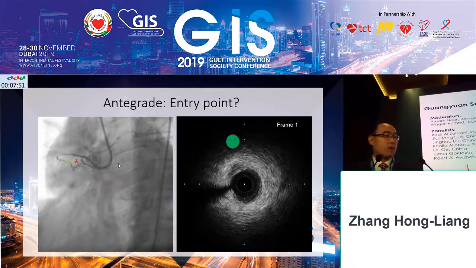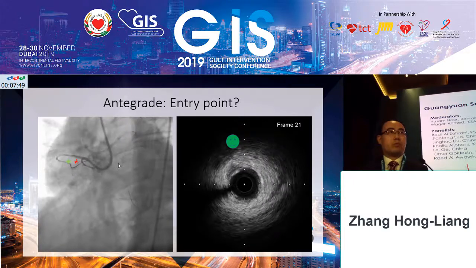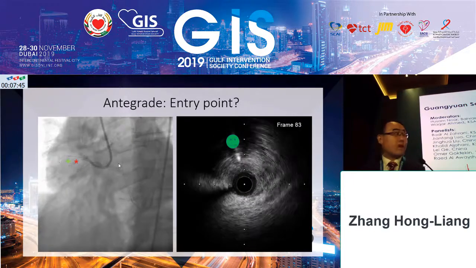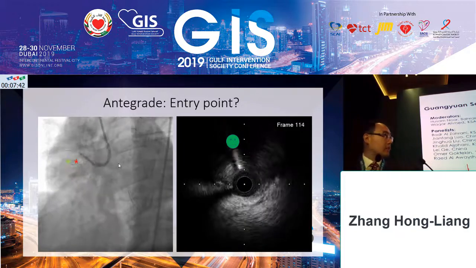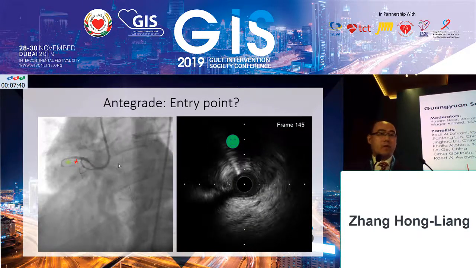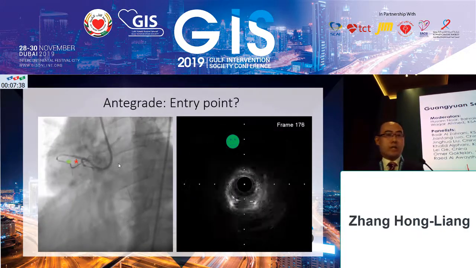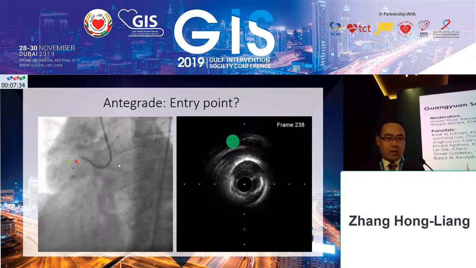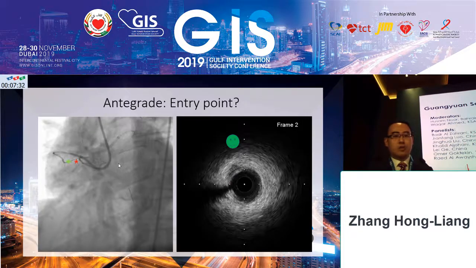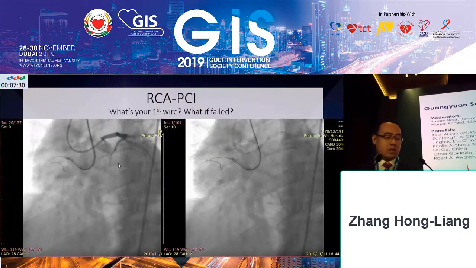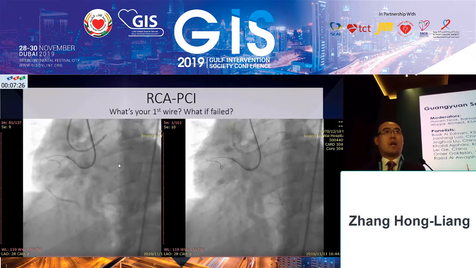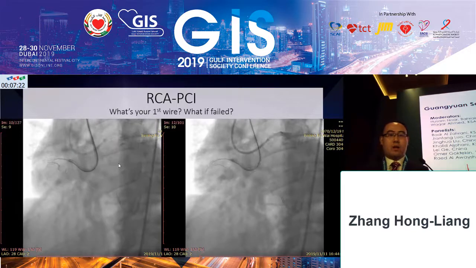But surprisingly, we made errors in determining the entry point. From the IVUS, we can see the entry point is at 12 o'clock. But from the angiography, we can see the entry point is at the green star. So we need a puncture wire to puncture into the vessel. So I chose the Gaia Second as my first choice.